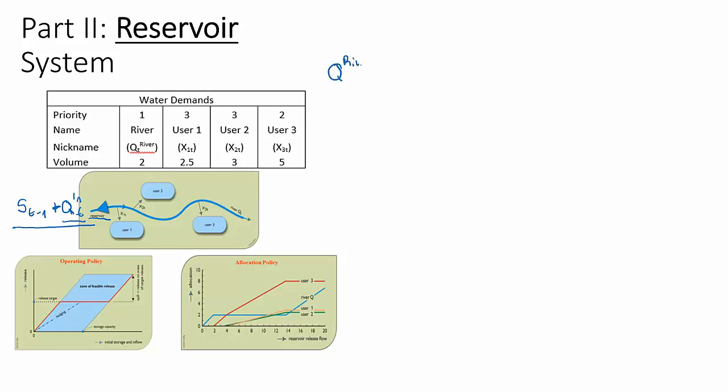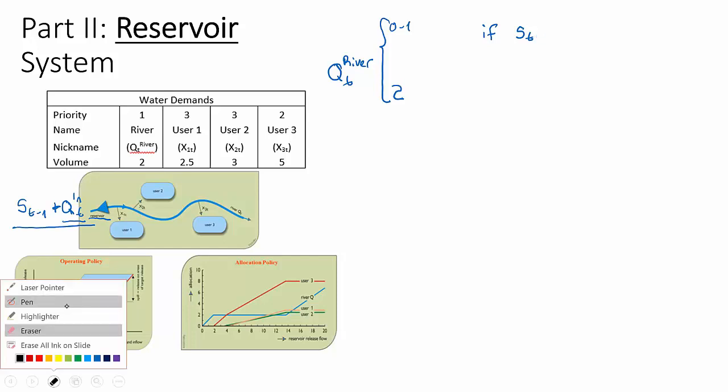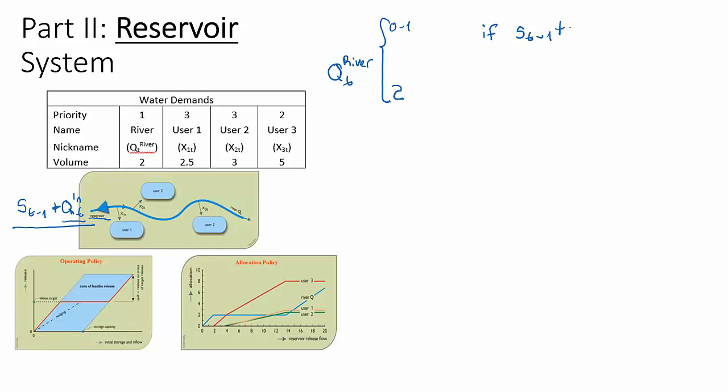Okay, so how much water can we leave to the river? The water extracted from that reservoir going into the river can again be from 0 to 2 units. And remember that it can go above 2 units, but that we will count as spills. So it will be from 0 to 2 in this case if the water available, which has now changed, ST minus 1 plus Q in, is less than 2.